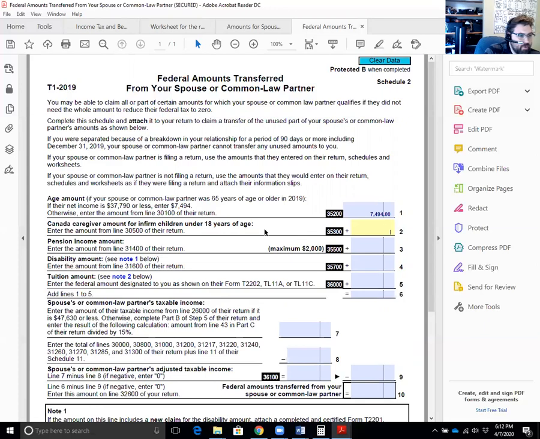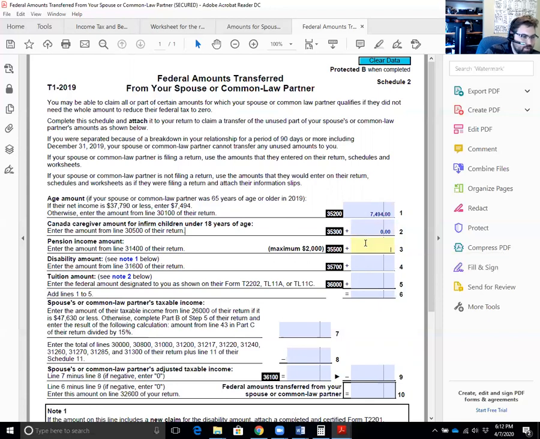Canada caregiver amount, that's not in our question. We don't have that. This is for infirm children under 18 years of age. This is a federal amount for infirm children that you can transfer over to your spouse.